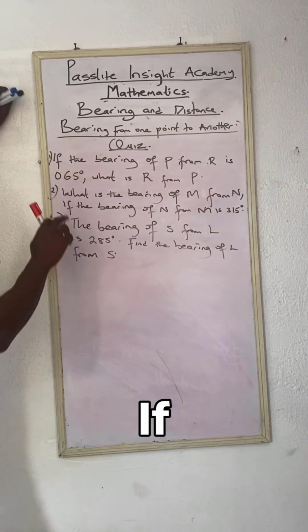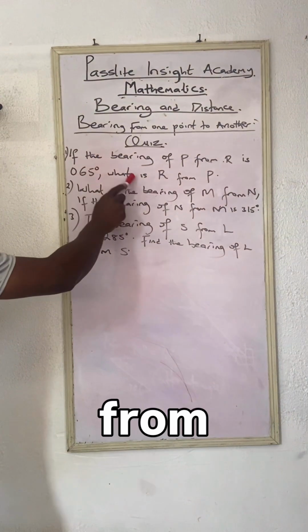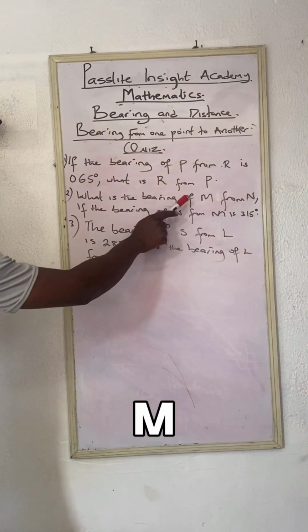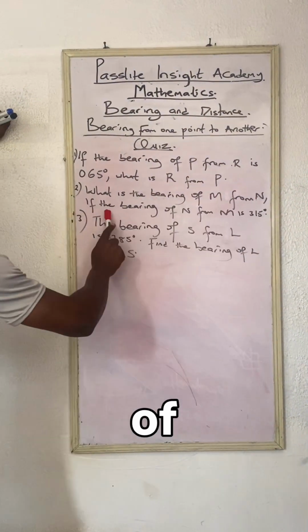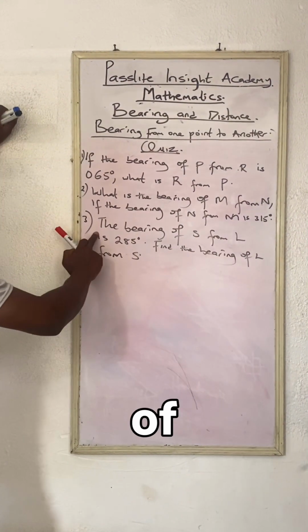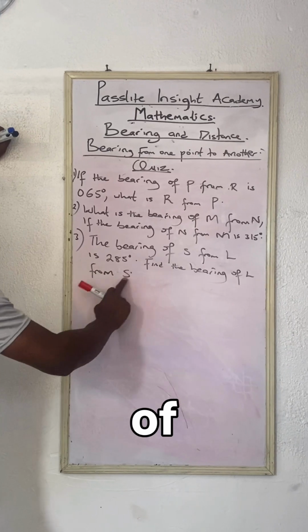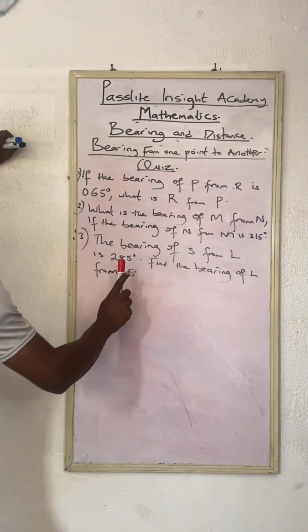So try to do this quiz. If the bearing of P from R is 65 degrees, what is R from P? What is the bearing of M from N, if the bearing of N from M is 315 degrees? And lastly, the bearing of S from L is 285 degrees. Find the bearing of N from S.